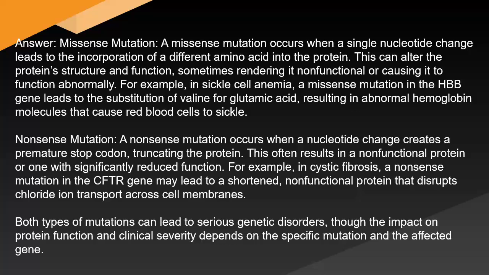Nonsense mutation. A nonsense mutation occurs when a nucleotide change creates a premature stop codon, truncating the protein. This often results in a non-functional protein or one with significantly reduced function. For example, in cystic fibrosis, a nonsense mutation in the CFTR gene may lead to a shortened, non-functional protein that disrupts chloride ion transport across cell membranes. Both types of mutations can lead to serious genetic disorders, though the impact on protein function and clinical severity depends on the specific mutation and the affected gene.